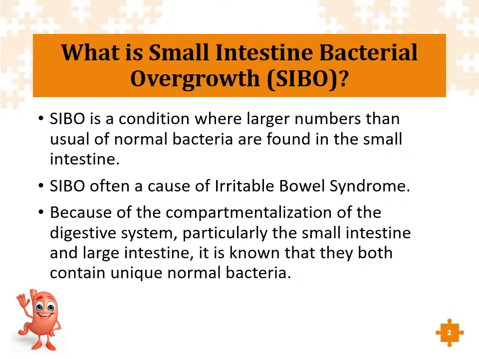So small intestine bacterial overgrowth is actually a condition where large numbers of normal bacteria are found in the small intestine. And these bacteria are primarily coming from the large intestine. Now, small intestinal bacterial overgrowth, also called SIBO, is often a cause of irritable bowel syndrome. And because of the compartmentalization of the digestive system, particularly between the small intestine and the large intestine, it's now known that they both contain unique types of normal bacteria.